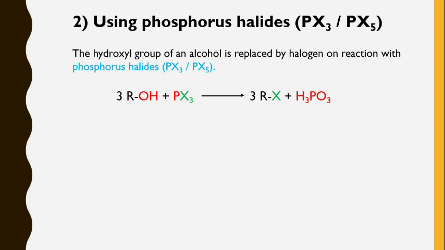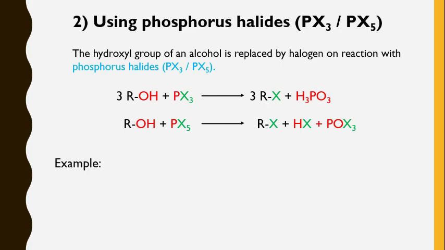See what happens. Alcohol, when it is treated with phosphorus trihalide, will form a halogen derivative, and its side product is H3PO3. This is another reaction in which alcohol is treated with phosphorus pentahalide. See the side products. There are different side products for PCl3 and for PCl5. Both have different side products.